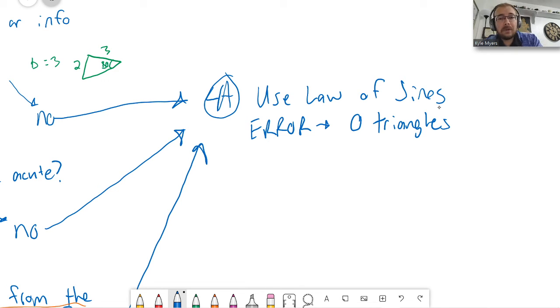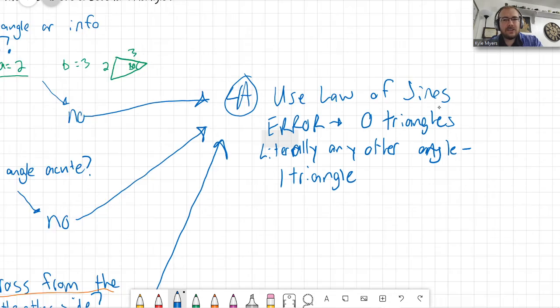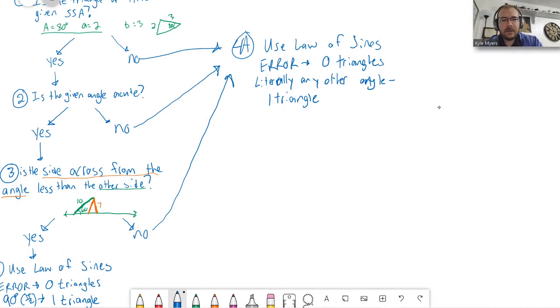And then if you don't get an error, literally any other answer, literally any other angle, then you have 1 triangle, and you just solve for the other stuff. Sorry, that's kind of sloppy. And you just keep solving, and you just go about your business.